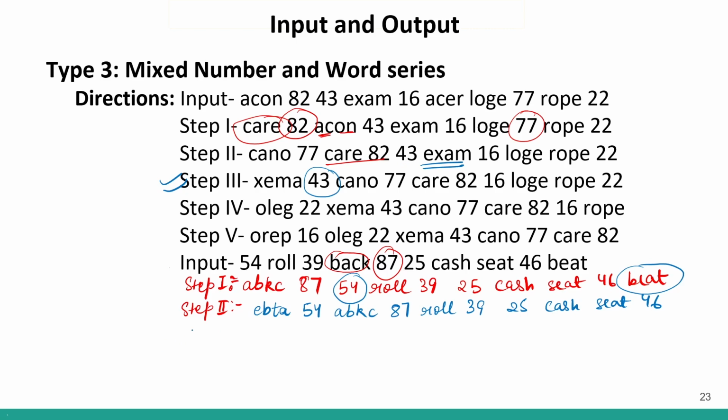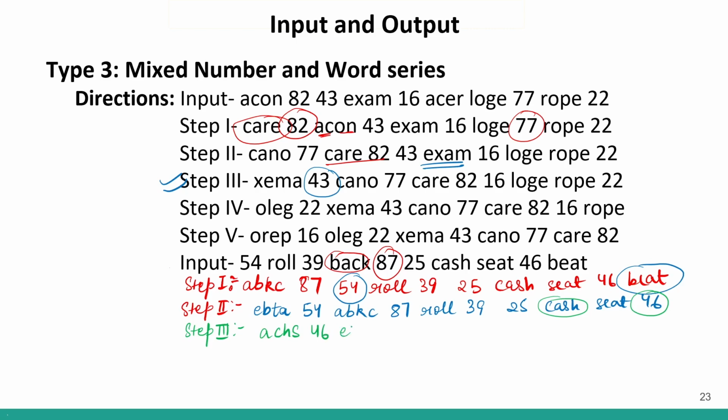Correct? So I will do the same thing over here. So after these, let's hold position for these 4. The next smallest letter I can see is CASH and the next biggest number I can see is 46. So step 3 would be, first I would exchange position. So it will be ACHS. Correct? And we will get 46 over here.